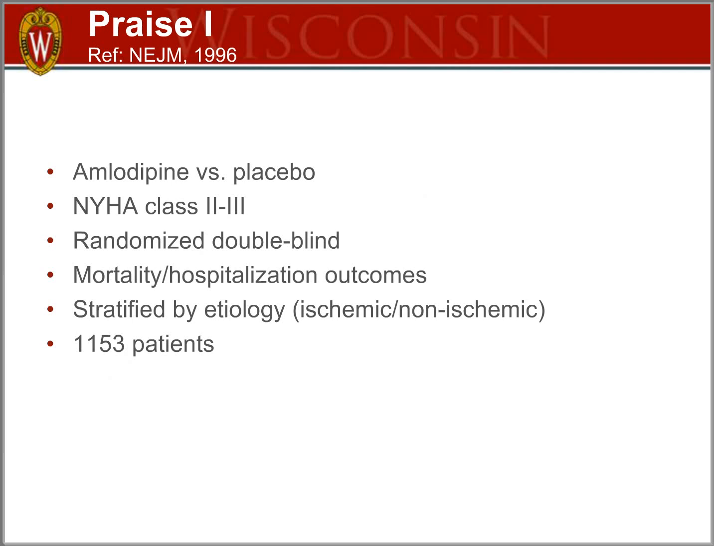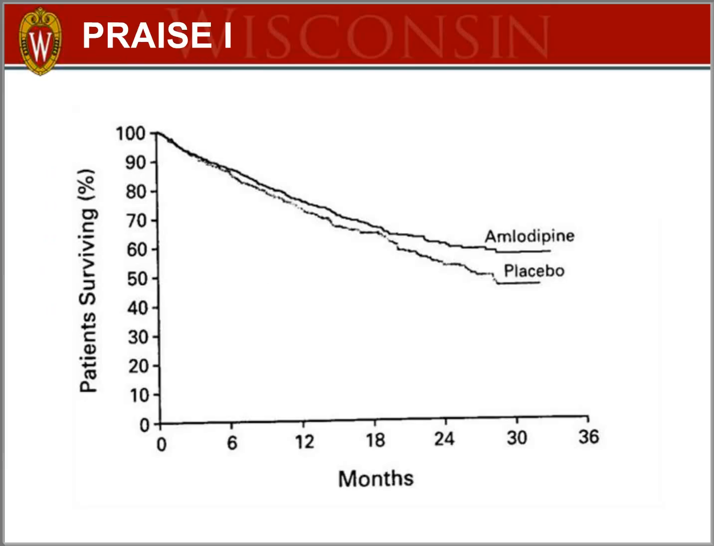There's a trial called PRAISE 1 of amlodipine versus placebo in class 2 and 3 heart failure patients. Randomized, double-blind, placebo-controlled, where mortality and mortality plus hospitalization are the outcomes. This trial was stratified by etiology, that is ischemic heart failure or non-ischemic heart failure. 1,153 patients were randomized. Here are the results for the overall PRAISE 1 mortality. As you can see, there's a separation between amlodipine and placebo as the months of follow-up go on, but it was just short of statistical significance at the 0.05 level.